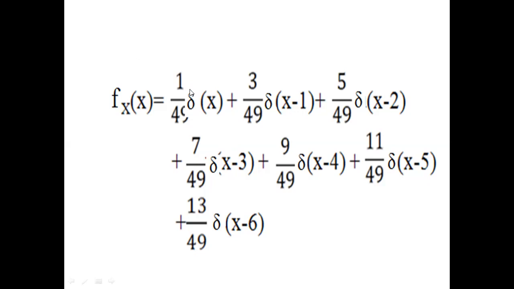At 0, the density function is 1 by 49. At 1, the density function is 3 by 49. At 2, the density function is 5 by 49. At 3, the density function is 7 by 49. At 4, the density function is 9 by 49. At 5, the density function is 11 by 49. At 6, the density function is 13 by 49. So the density function is same as the corresponding probability of the particular event.